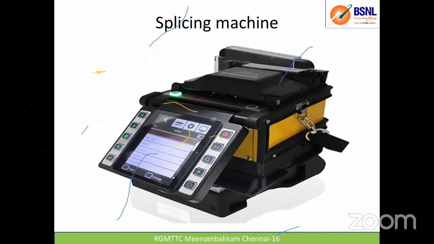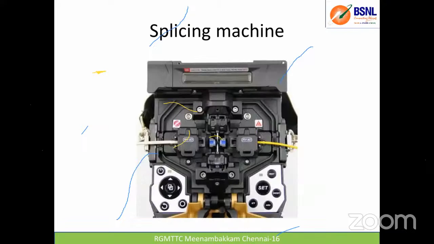The technique of joining fibers is called splicing. Joining of two fibers is splicing. For splicing, we have one special machine called a splicing machine. This splicing machine is used for joining two fibers. Inside, the splicing machine looks like this.